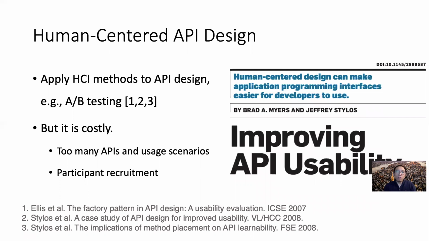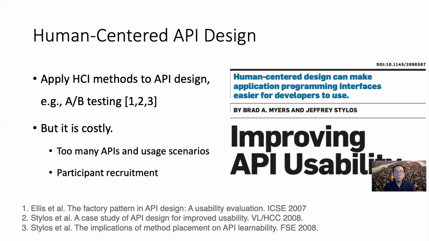So it's really important to keep usability in mind when building APIs, and a lot of research has been done in this direction. For example, Professor Brad Myers proposed this idea of human-centered API design, where he and his students applied many HCI methods, such as A/B testing, to build usable APIs. But it is hard to scale these methods to the number of APIs in a library.